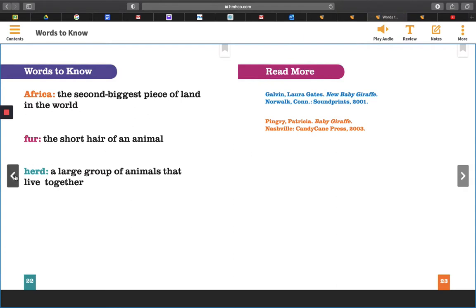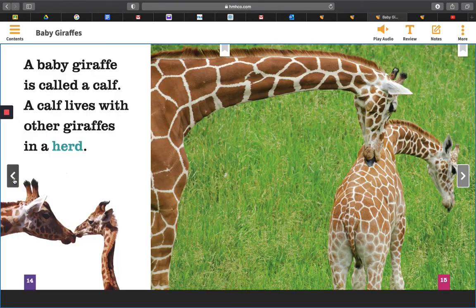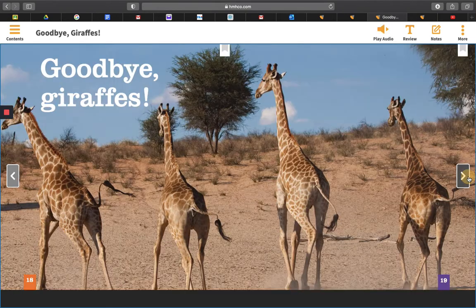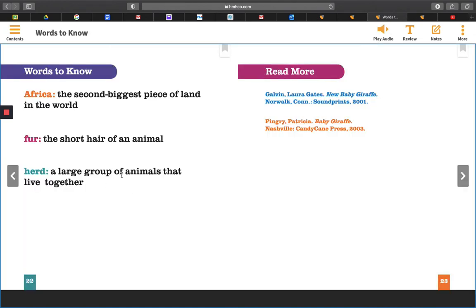So in my story, something else I heard that I thought was interesting was this one. A calf lives with other giraffes in a herd. That was an interesting fact to me. And remember, herd is a different color. It's a text feature. It's an important word, and I can find it in the back of my book. Remember, a herd is a large group of animals that live together.